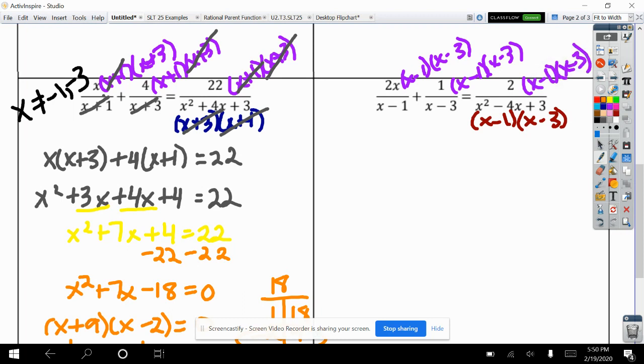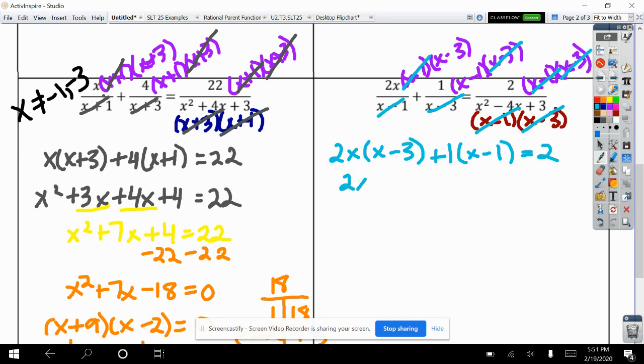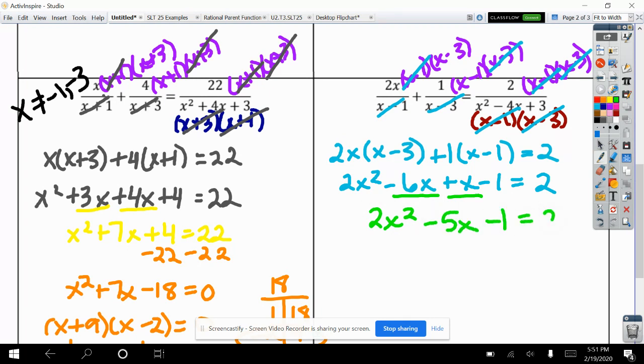All right. So now I have to cancel out my denominators. So here the x minus 1's go away, here the x minus 3's go away, and here everything goes away. So now I'm left with 2x times x minus 3 plus 1 times x minus 1 equals 2. So if I distribute, I get 2x squared minus 6x plus 1 times x minus 1 just leaves me with x minus 1 equals 2. I can combine my like terms. Negative 6x plus x gives me minus 5x minus 1 equals 2.